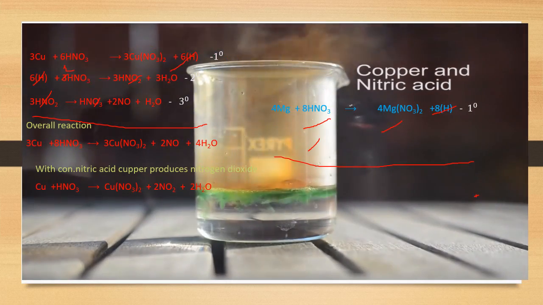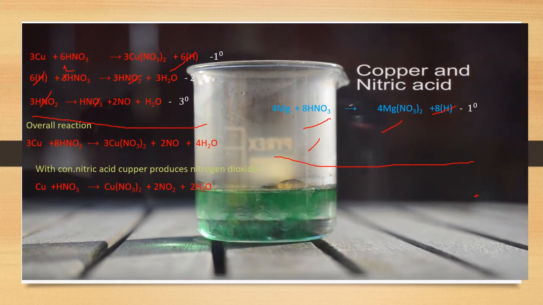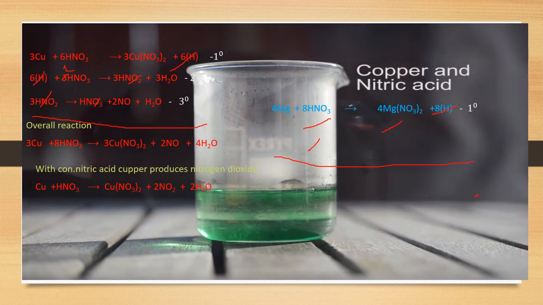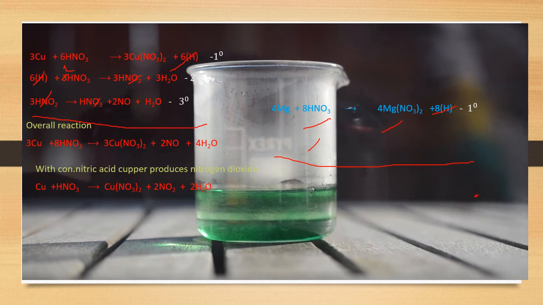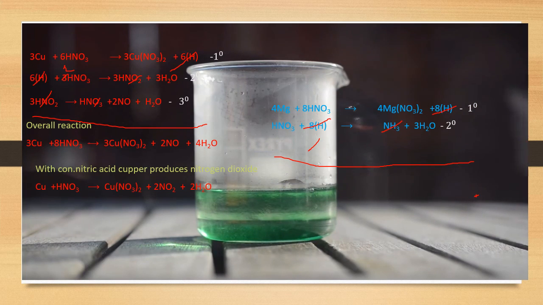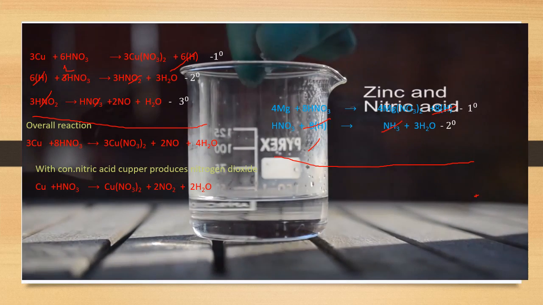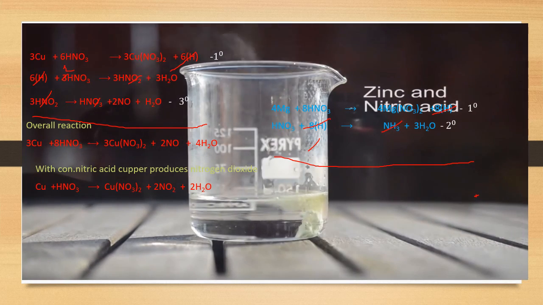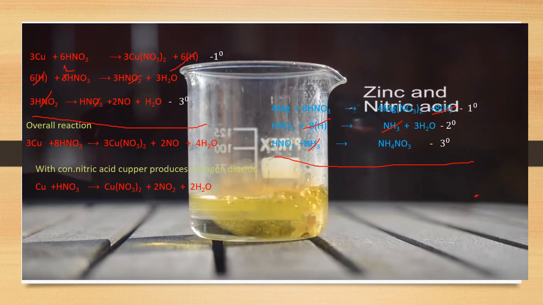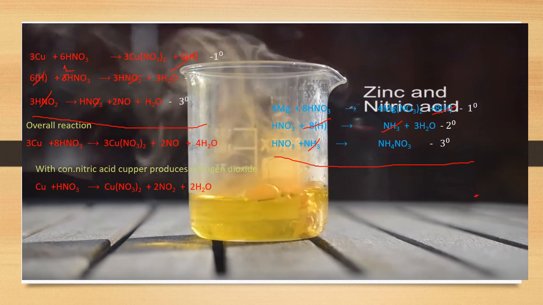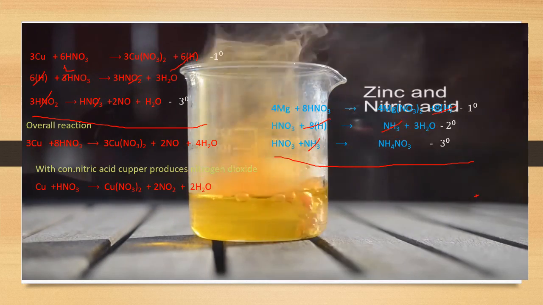Next, let's see the reaction of magnesium with nitric acid. Magnesium reacts with nitric acid to give Mg(NO3)2. This is the primary reaction, with 8 nascent hydrogen. Then this nascent hydrogen reacts with nitric acid to give ammonia plus water. Then this ammonia reacts with nitric acid to give the product ammonium nitrate.